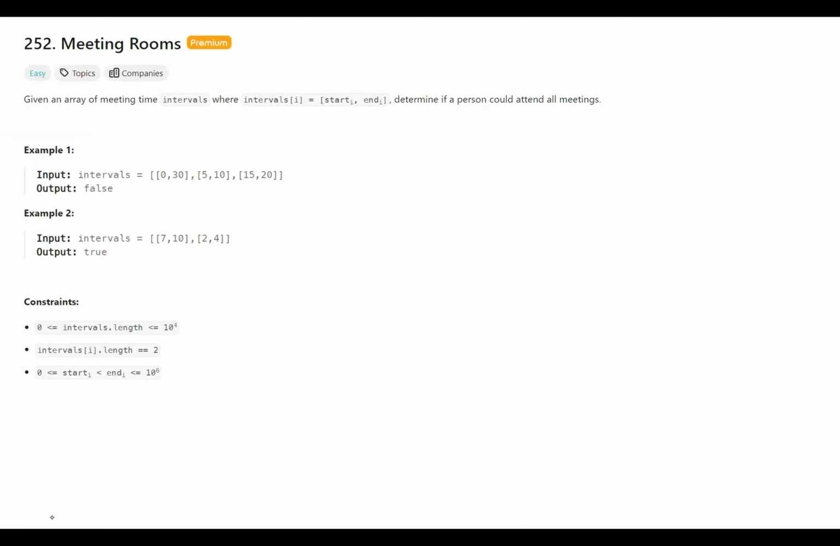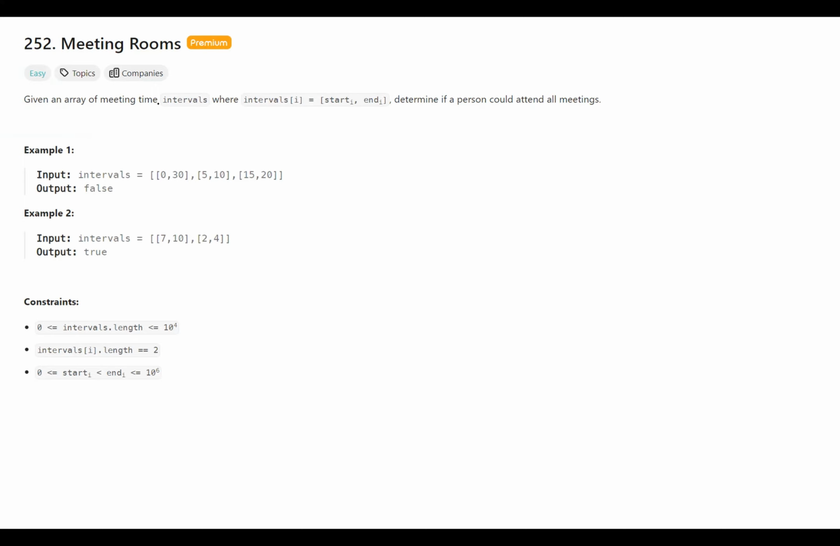Hi everyone, coming back with another Leetcode problem. Today's problem is problem 252, meeting rooms. This is a Leetcode premium problem, and this is also one of the problems within the Blind 75 list.